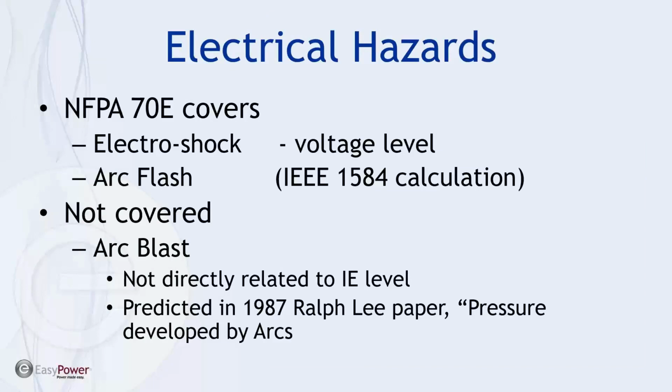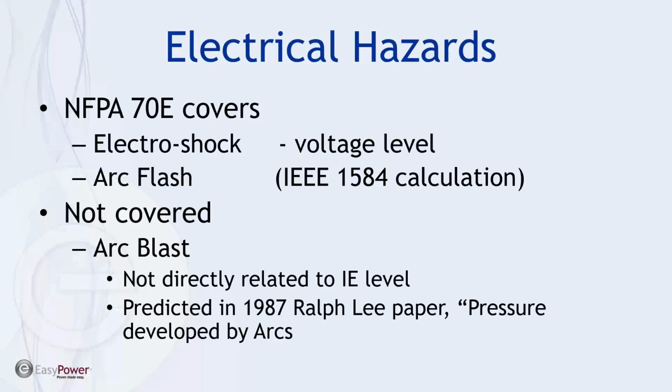Now, in the electrical hazard world or electrical systems world, there's basically three hazards that should be considered. The first two are covered by NFPA 70E, and that's electroshock and the arc flash hazard. The electroshock is based on the voltage level, and the primary protection is going to be either distance from the exposed conductors or layers of PPE.